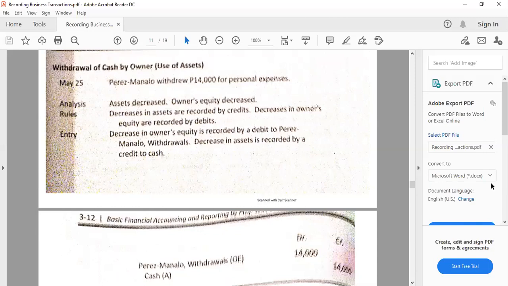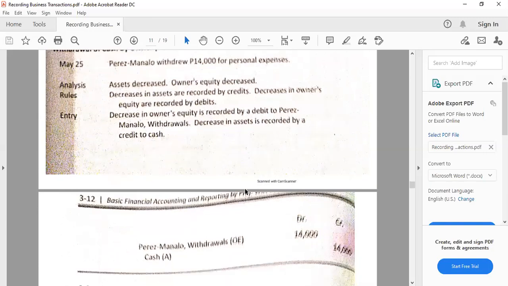14,000 pesos. So if the owner withdraws an asset from the business, really the owner has been getting back a portion of his investment. That's why there is a deduction to the capital account of the business in the form of the withdrawal. Another analysis would be the business received the withdrawal of the owner. So that's why we are going to debit the withdrawal. You can just notice how the withdrawal is being recorded.